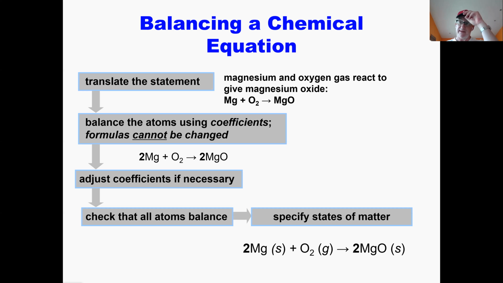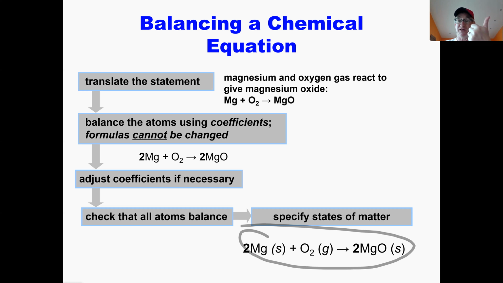And one thing that's going to be really important as we go along is specifying the states of matter, as is written down here. It's going to be really important when we're talking about reactions that happen in solution. Some things are going to remain in solution, and so we'll say they're aqueous. They don't necessarily have to be ionic. For instance, sugar dissolves in water, and it's not ionic. So we would say that it's dissolved. It's aqueous.